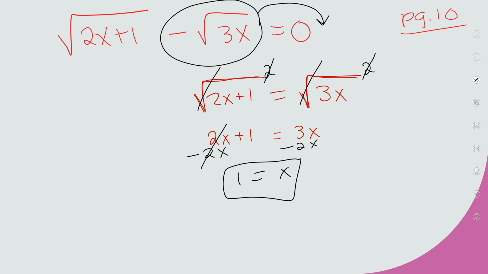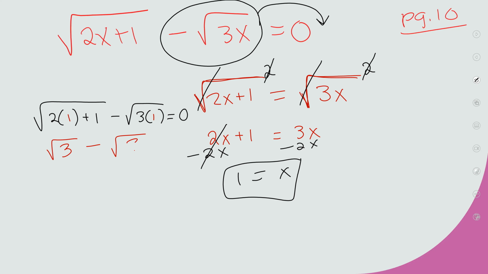So if you wanted to check your answer, just plug it back in. Okay, so this was the original problem. We're going to plug in a 1 to check the answer. 2 times 1 is 2, plus 1 is 3. So this is square root of 3 minus 3 times 1 is 3. Is that true? Is the square root of 3 minus the square root of 3 0? Yes? Perfect. Okay, so this is true. That means this is your answer.